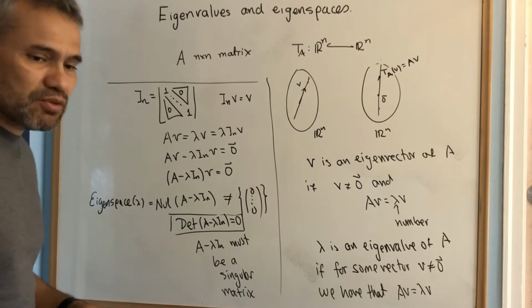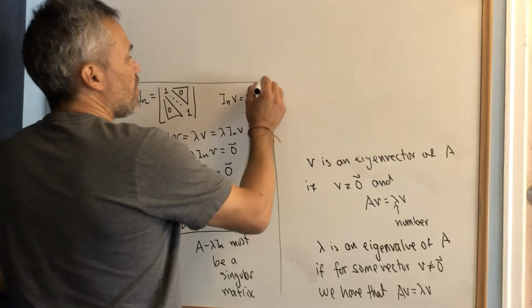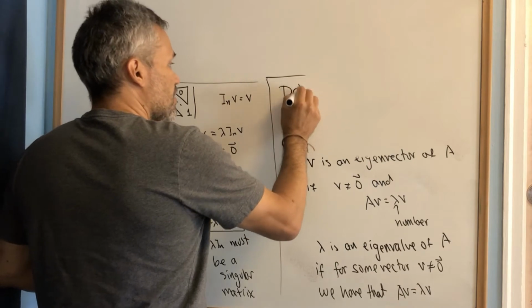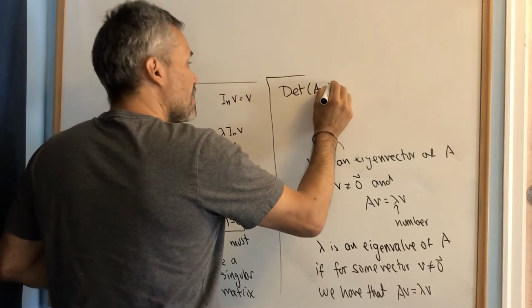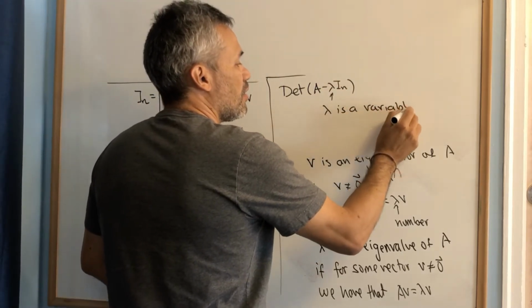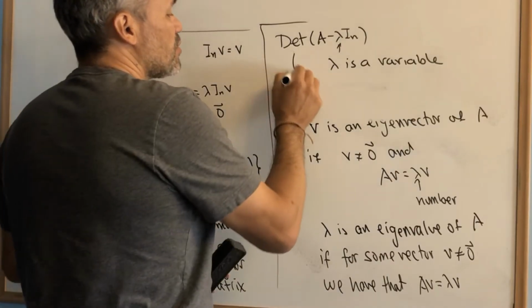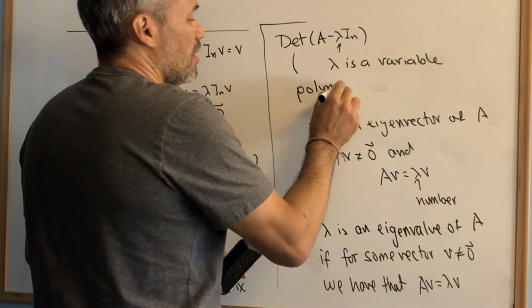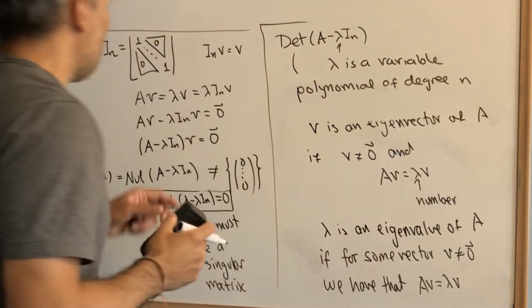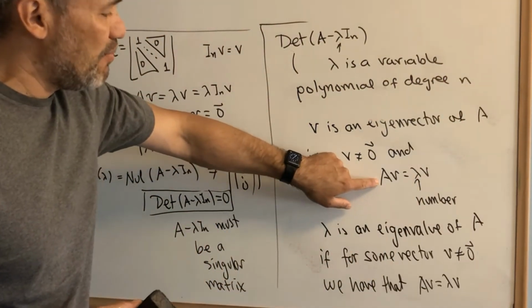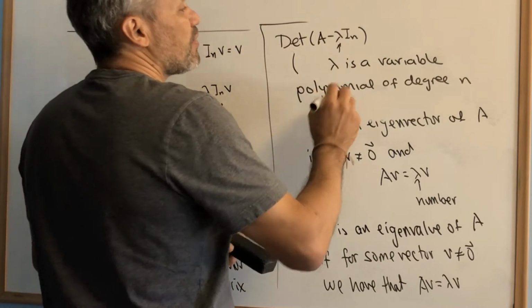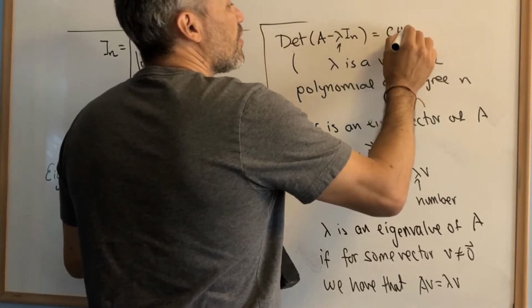Let's do some examples. Before I erase this, let me point out that this polynomial, the determinant of A minus lambda times the identity, when we think that lambda is a variable, then when we do the computation, we get that this is a polynomial of degree n, where n is the dimension of the matrix. The matrix A is an n by n matrix. This is called the characteristic polynomial.